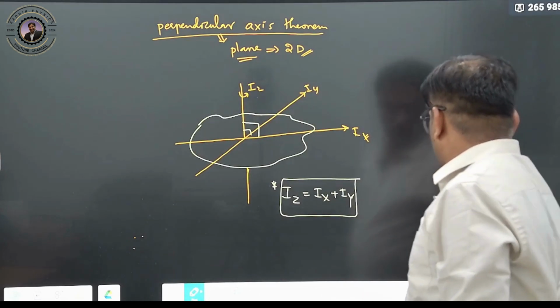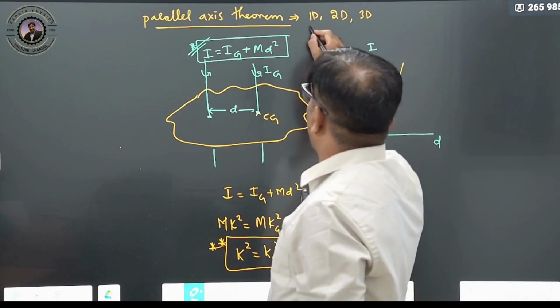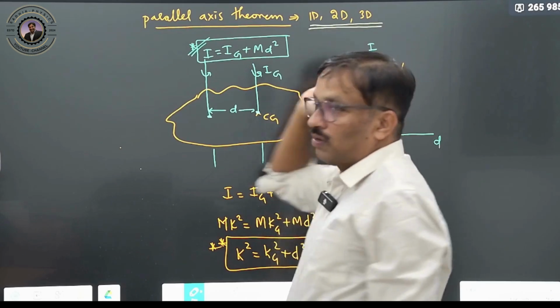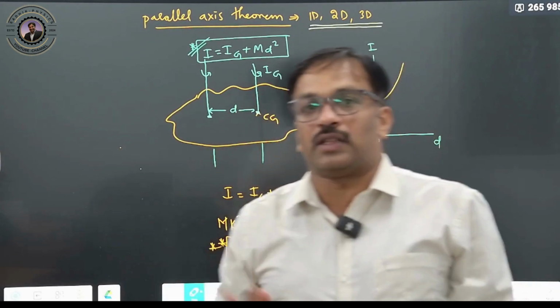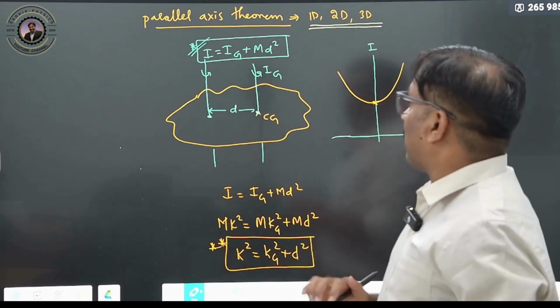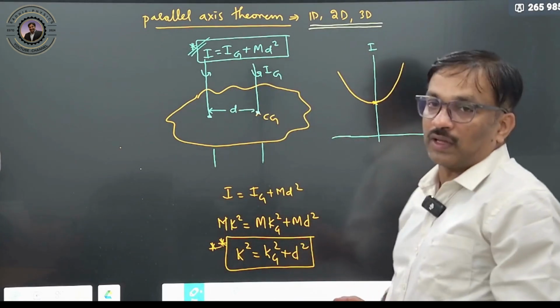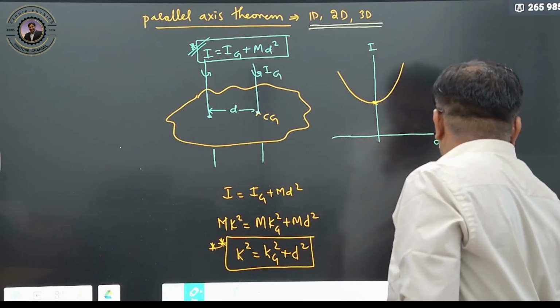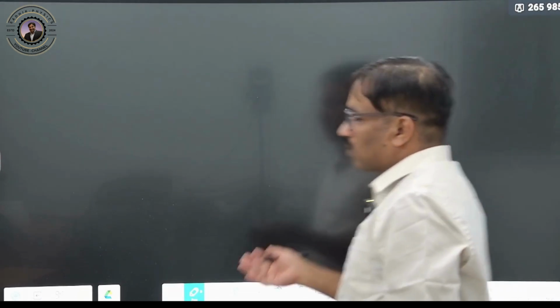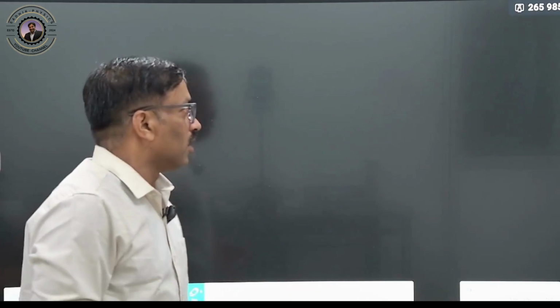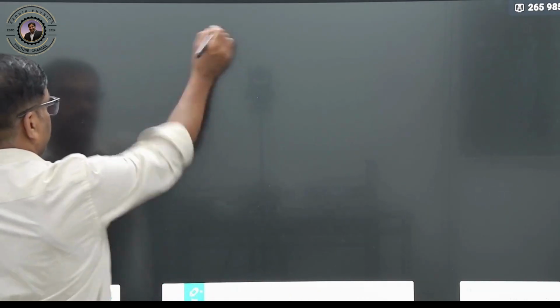Parallel axis theorem, most important now. It can be applicable for all objects: one-dimensional object, two-dimensional object and three-dimensional object. Now, how to calculate the moment of inertia for continuous mass distribution? For point mass distributions, we already calculated in the first part.